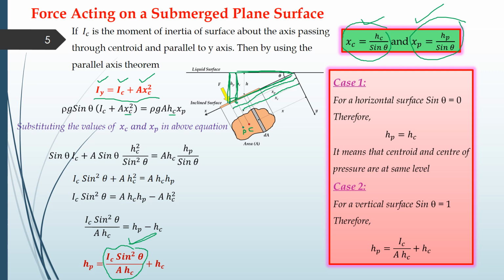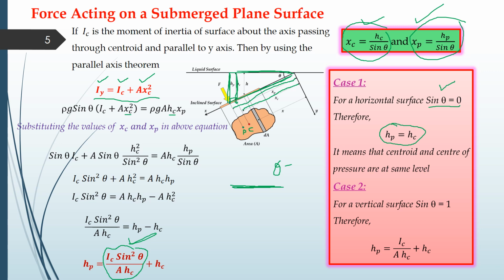Okay, so we have the special cases over here. Suppose this plane surface is a horizontal one. It's a simple case. In that case, theta is equal to 0, and certainly sine of theta will also be equal to 0. If you put sine of theta equal to 0, then hp will be equal to hc. So this is the case when we have a horizontal surface.